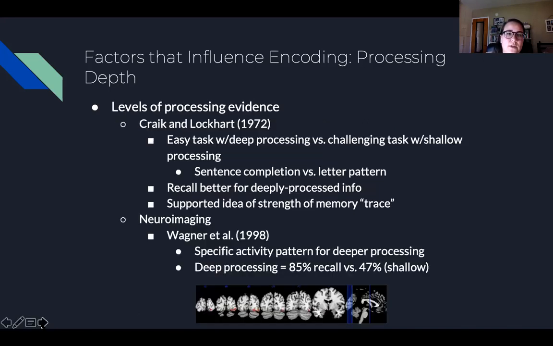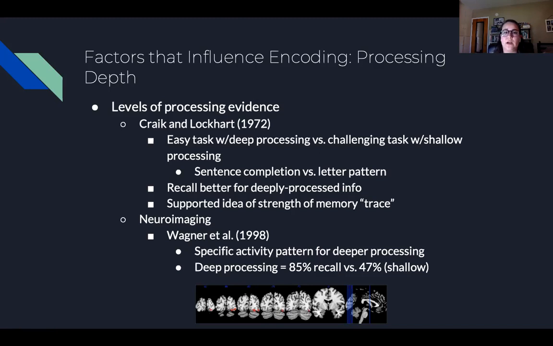And so we're going to explore some of the evidence for this idea of levels of processing. This comes from a study by Craik and Lockhart, and this study helped them to eventually propose this levels of processing model. In the study, participants were asked to complete either an easy task that involved deep processing of information or a more challenging task that had more shallow processing involved.